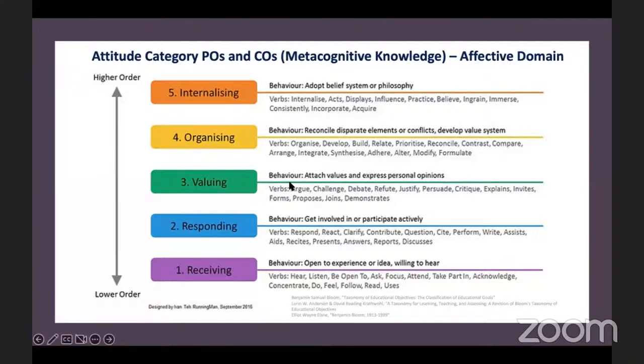So what is to be done in the classroom differently, so that we take the students to upper levels of this dimension? For valuing, what is the behavior here? Attach the values and express personal opinions. In organizing, reconcile the disparate elements or conflicts and develop a value system. The last one is internalizing, which is to adopt a belief system or philosophy.